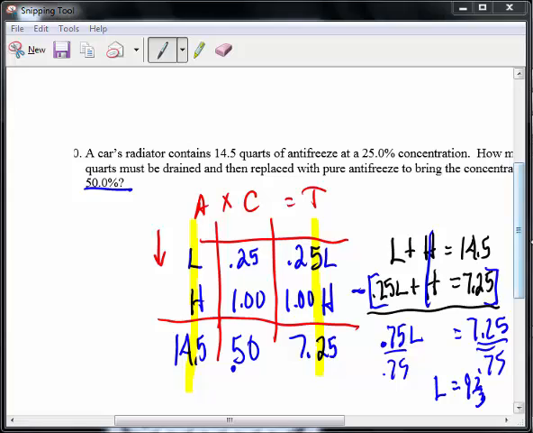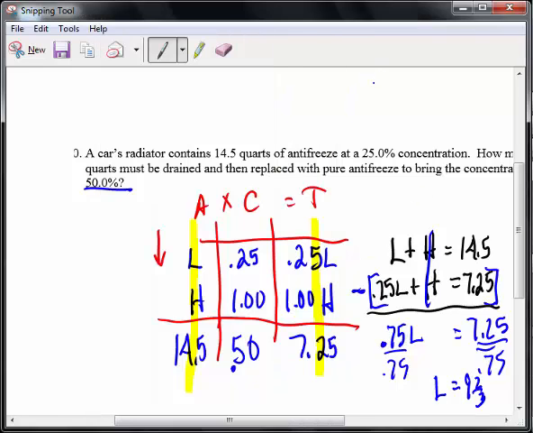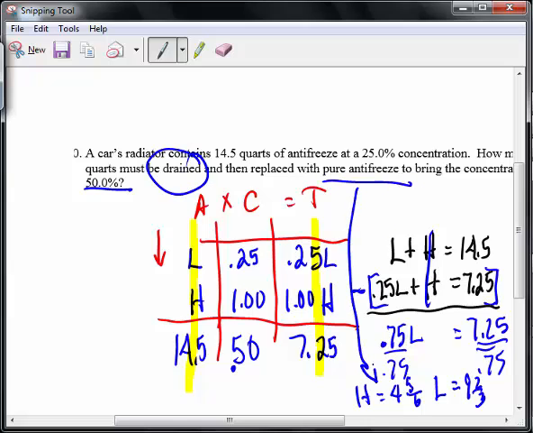So if we take 14.5 and subtract 9 2/3, we get 4 5/6. So the high is 4 5/6. So how much must be drained? Well, as much as we're going to add. So we're going to drain the 4 5/6 and then add 4 5/6.